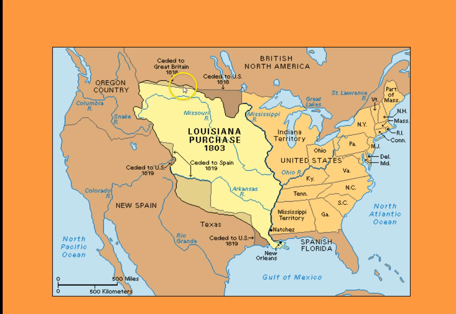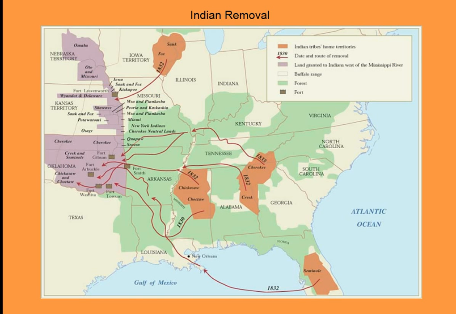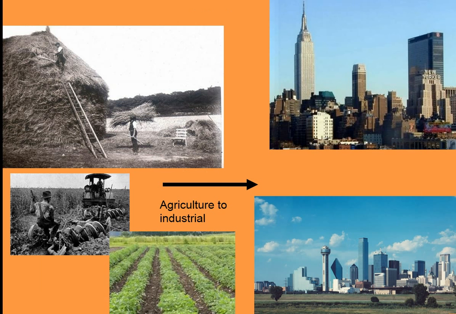It was a huge part of the growth of the United States and also eventually the success economically of the United States. At one point, we were a very agricultural country. You can see the pictures on the left. Parts of us still are, but we have become over the years more industrialized.